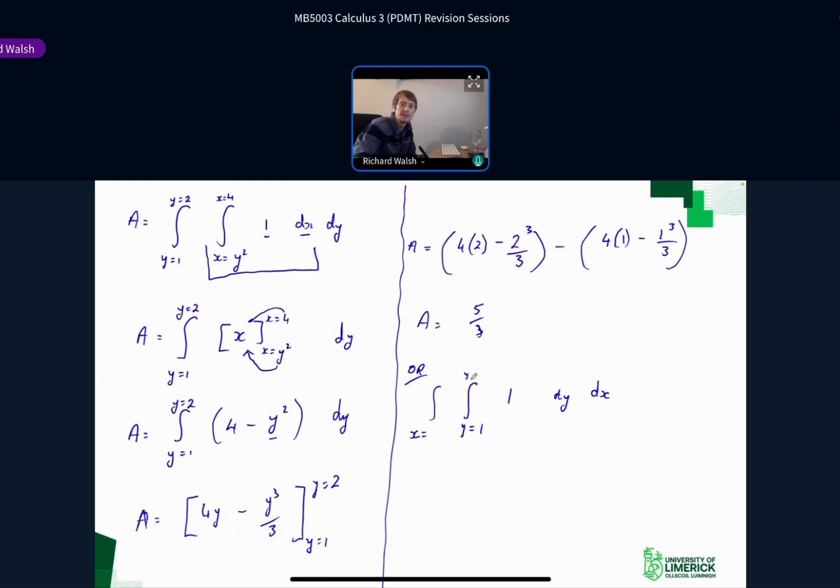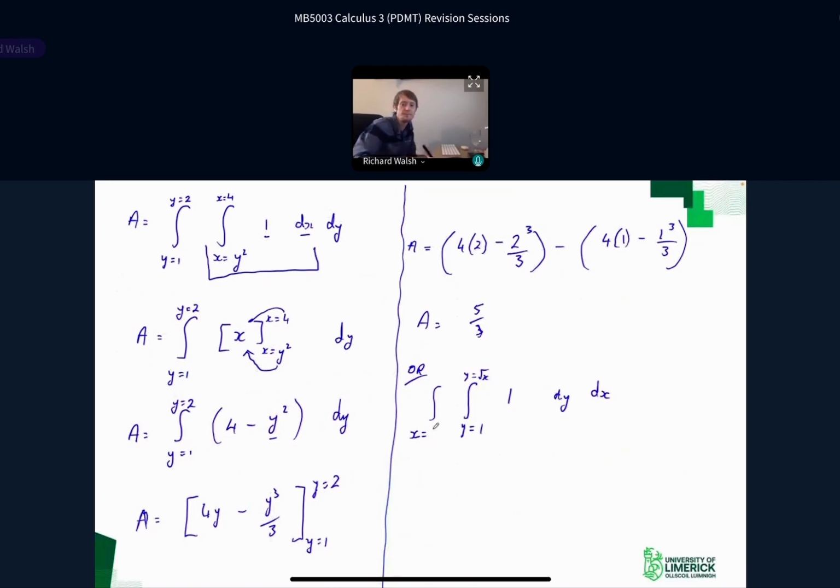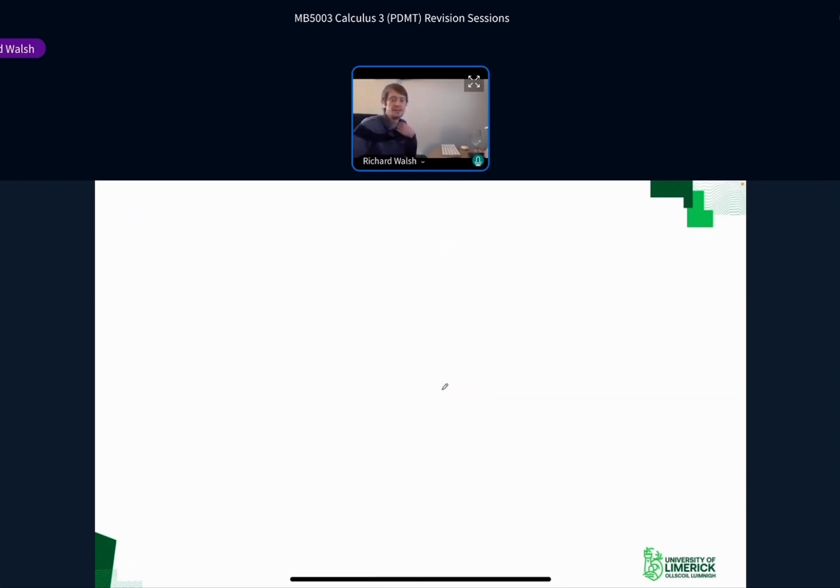So y is equal to root x. And the x values then would have been from 1 to 4 in this region. So the x values would have been from 1 as far as 4 for that region. So that's another way you could have done it. Integrate with respect to y first, then integrate with respect to x. I'm very sorry about the pen. It's not working out very well today.